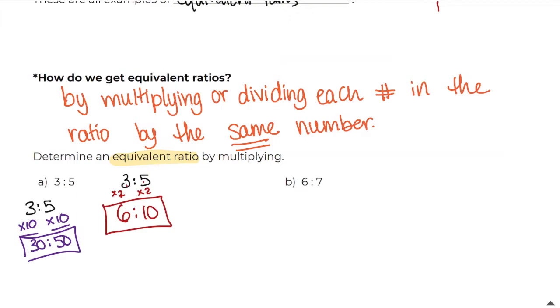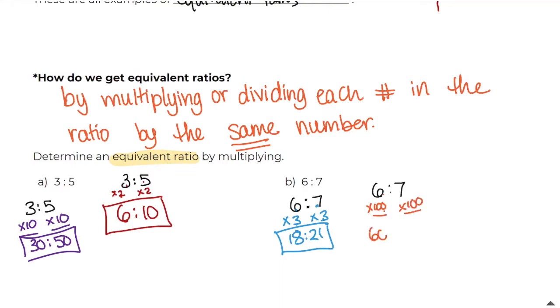Another example that we could look at is this 6 to 7. I could, again, multiply 6 and 7 by any number I want as long as it's the same number. So I'll multiply them both by 3. So I could say 6 times 3 is 18, 7 times 3 is 21. So 18 to 21 is an example of an equivalent ratio. I could also multiply by, I don't know, 100, for example. Again, as long as they're both multiplied by 100, it's fine. So 6 times 100 is 600, and then 7 times 100 is 700.